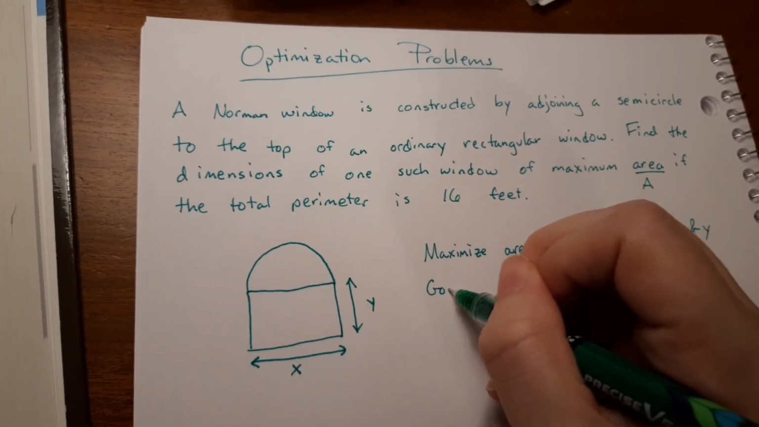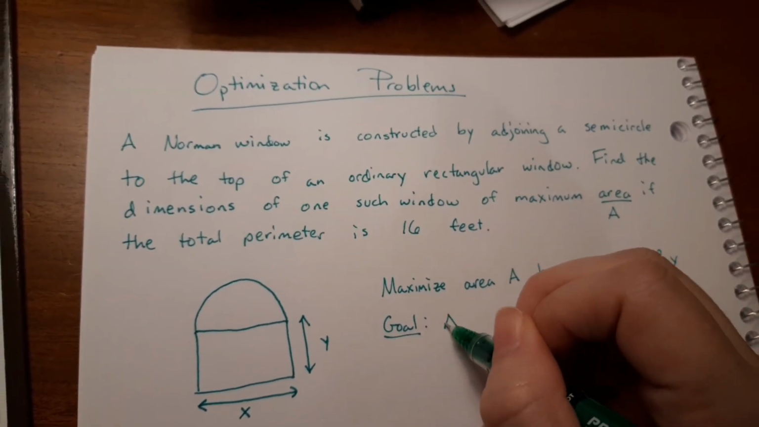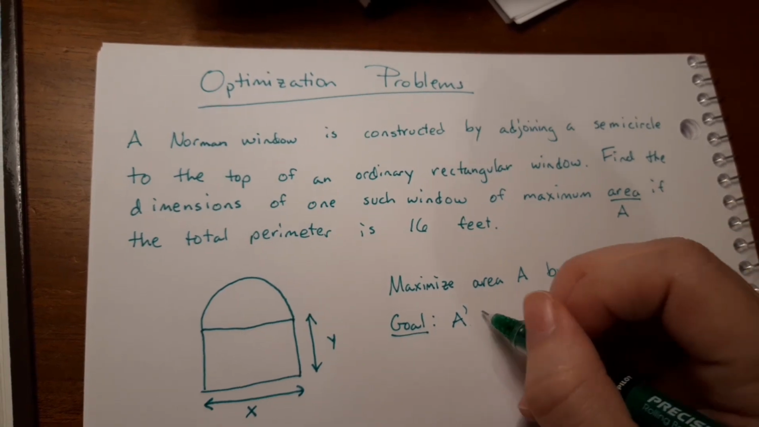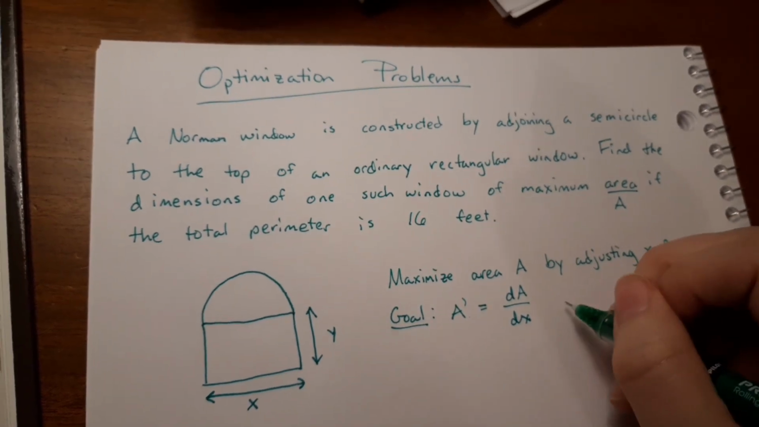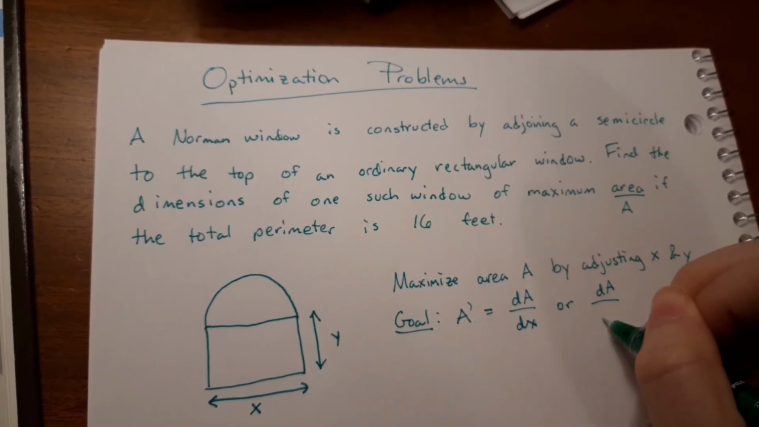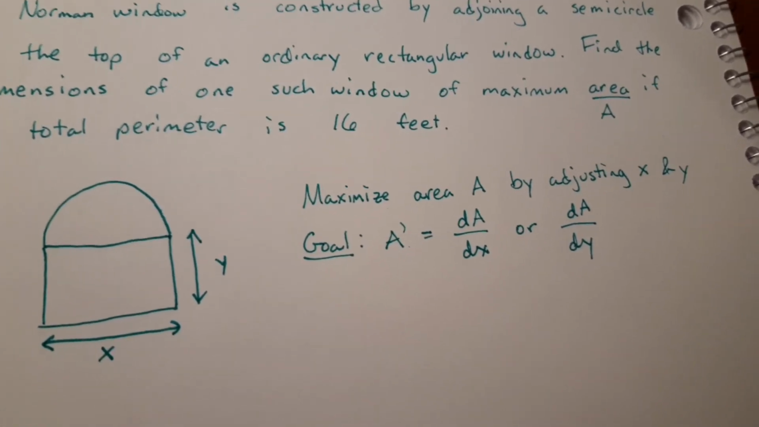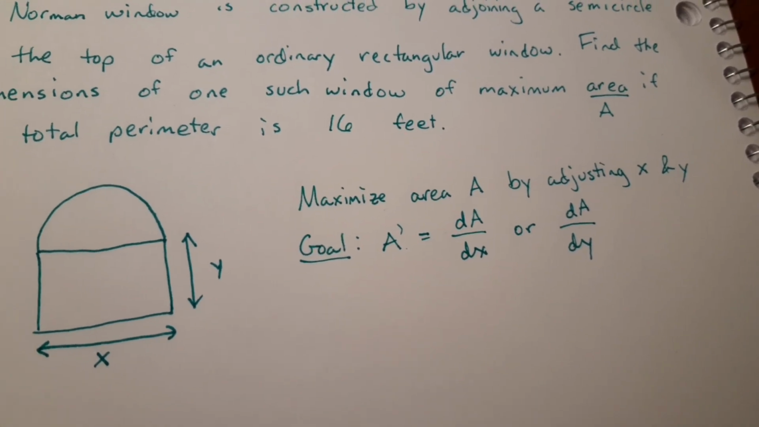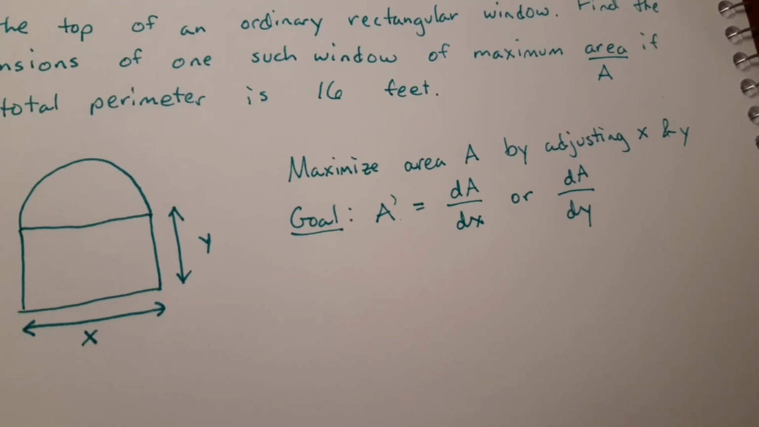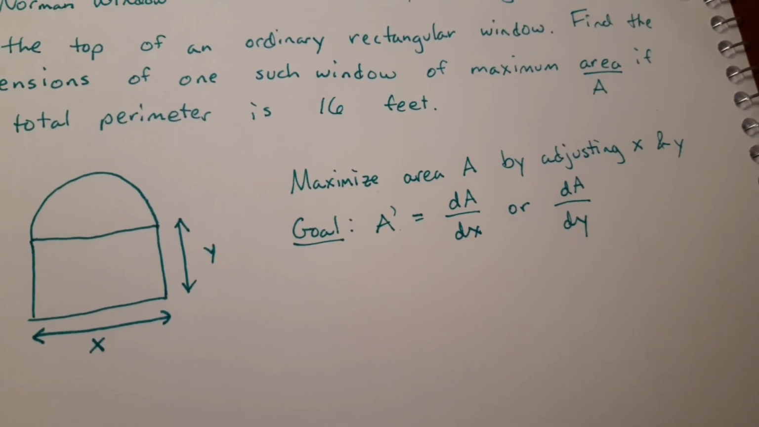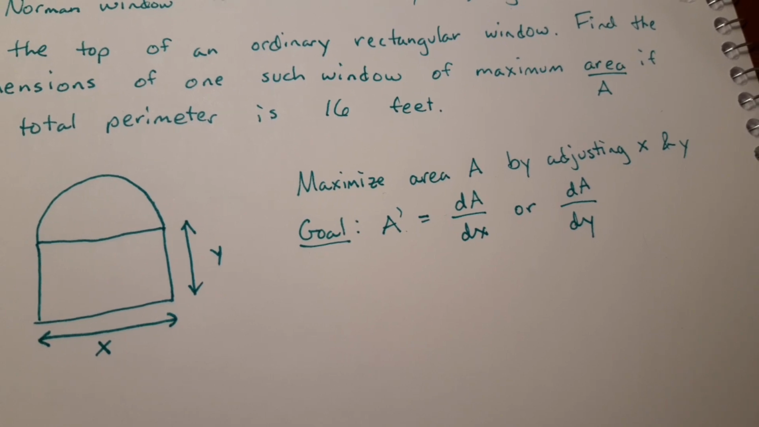So our goal here is to find A prime, which is equal to either the derivative of A with respect to x or the derivative of A with respect to y. It doesn't really matter which variable we take the derivative with respect to, but we do want to just pick one. There is a way to use implicit differentiation, but sometimes that makes things more complicated. So our goal will be just to get A in terms of either just x or just y.